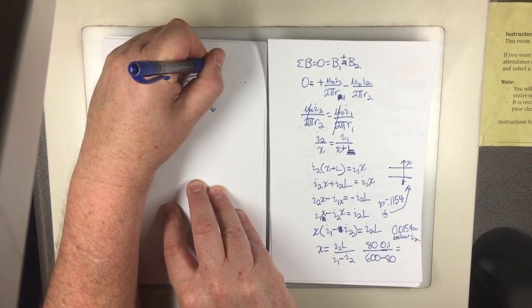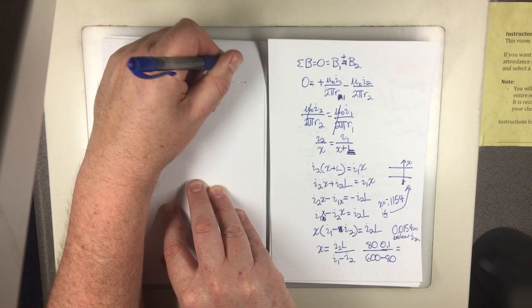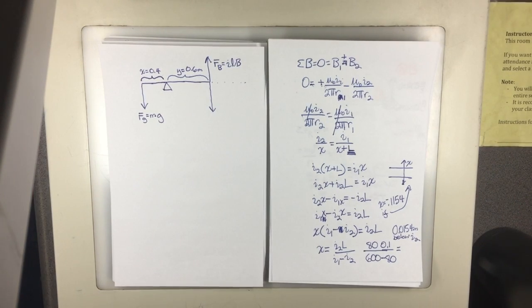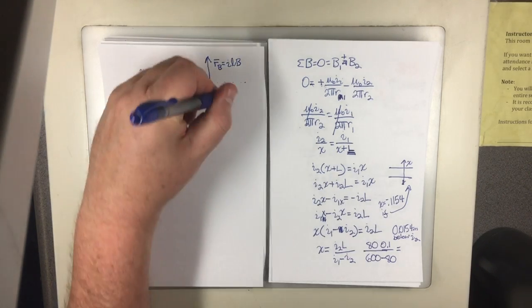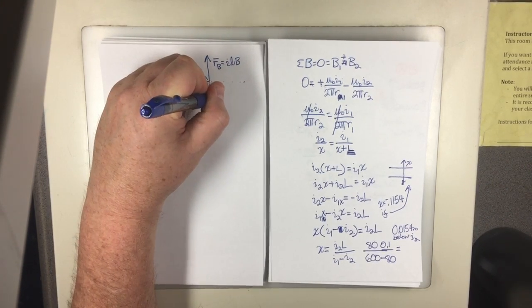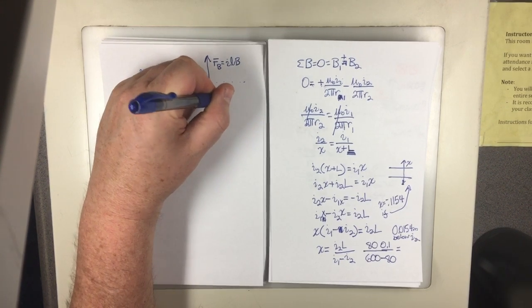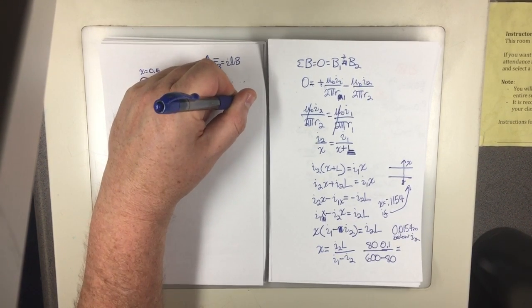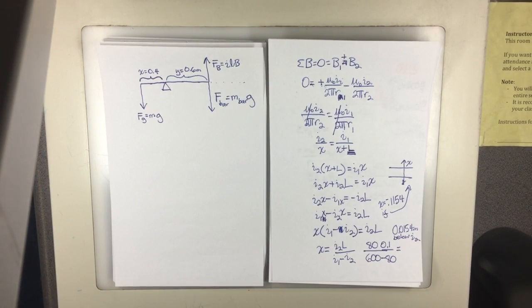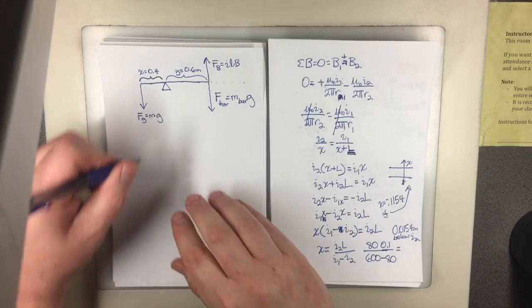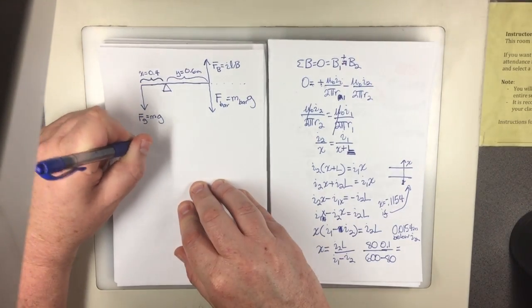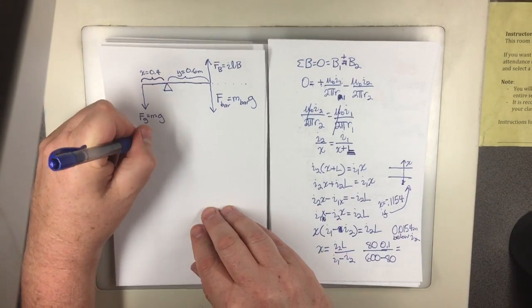You have a magnetic force with magnitude ILB that is physically located up and to the right of the fulcrum. And then you have the force of the bar, which is the mass of the bar times gravity. And that is the simplified version. It's not rotating, so the sum of the torques is equal to 0.